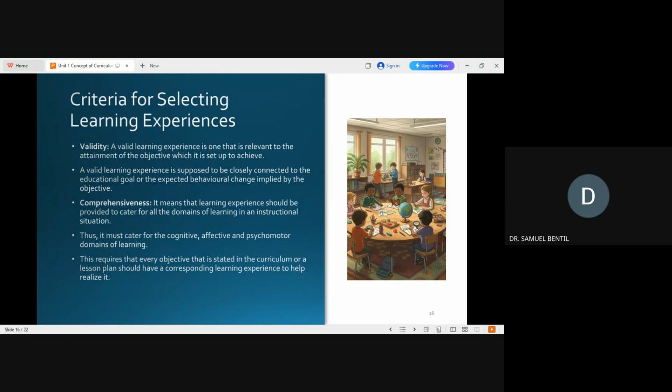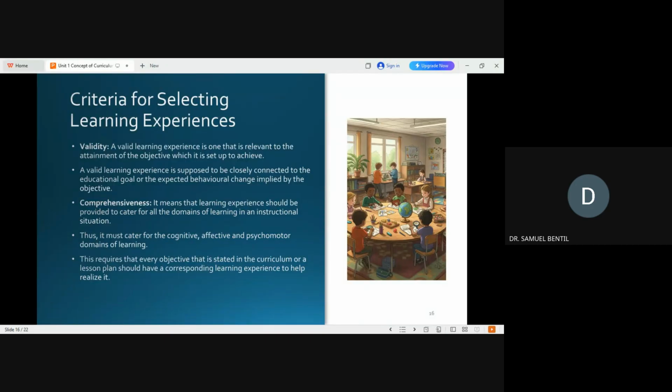But at times it may be valid, but because of the teacher who did not understand the way and manner it must be delivered, it can create a problem. And that's why we are saying that valid learning experience is supposed to be closely connected to the educational goal or the expected behavioral change implied by the objective. So you see that is the same explanation for the content, just that here you replace the content with learning experience.